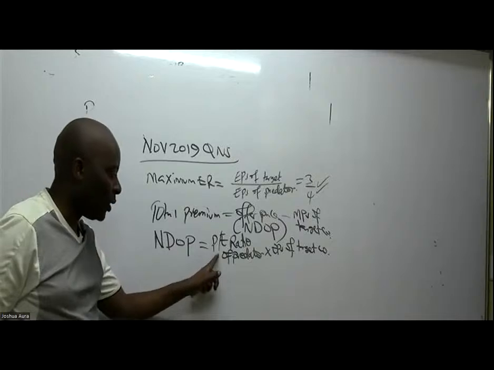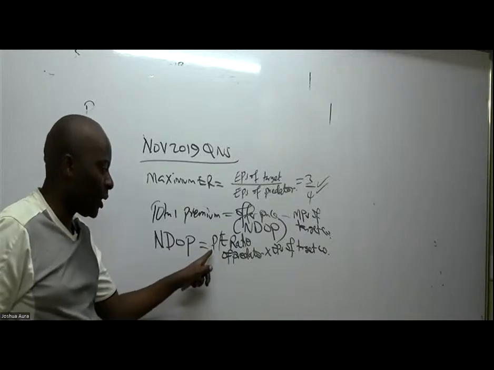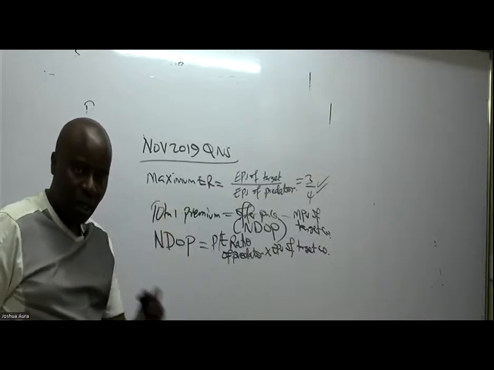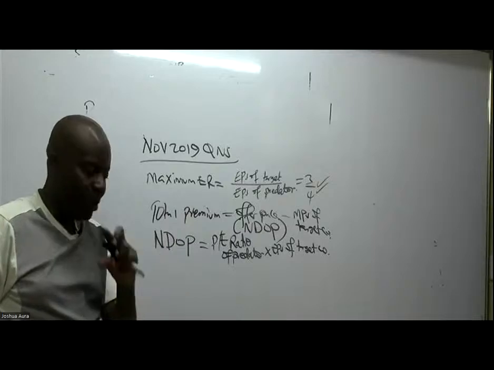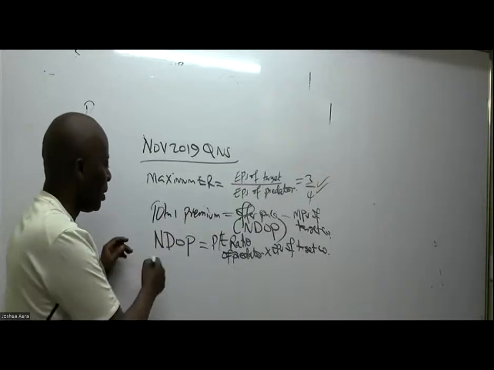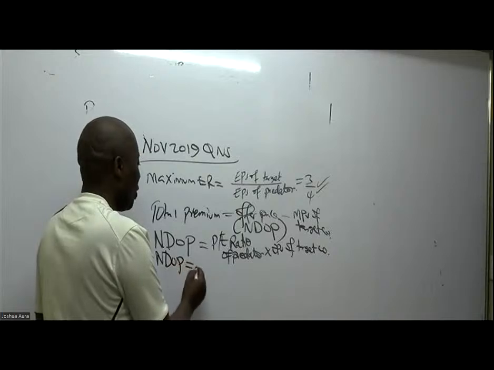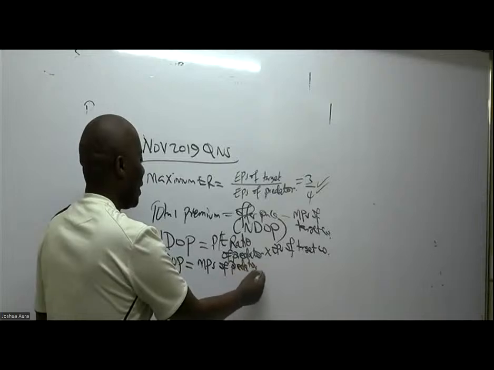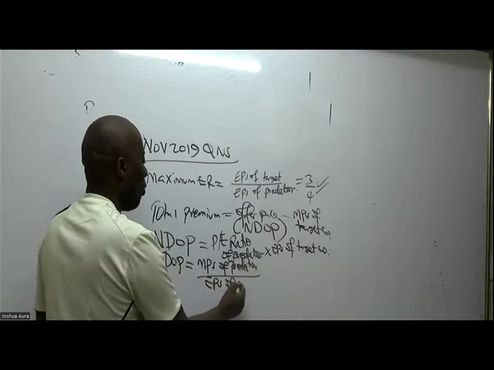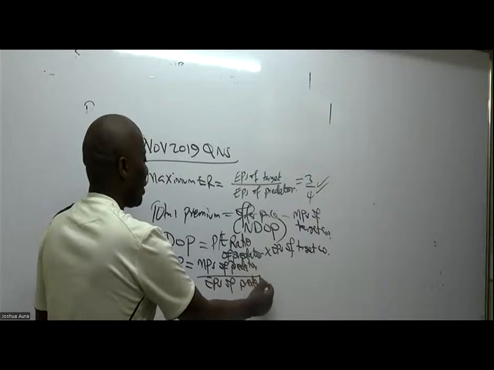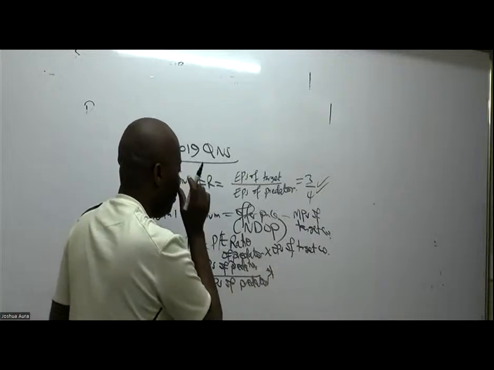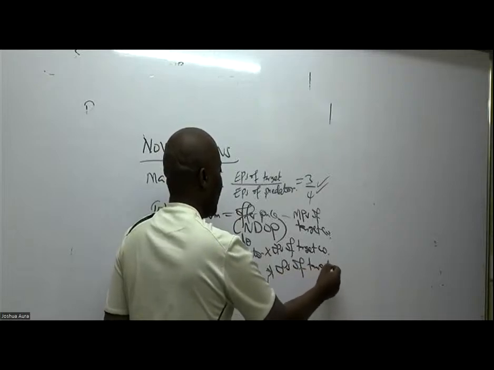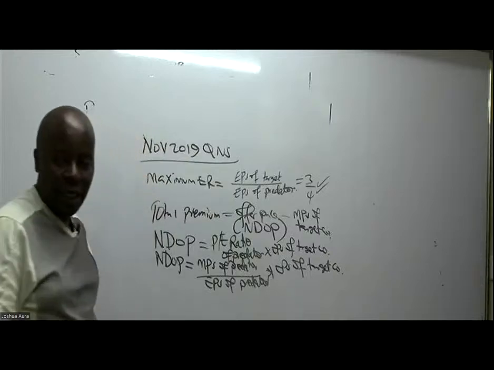I went and broke this down further. PE ratio is the same as MPS over EPS, P over E, price over earnings. So ladies and gentlemen, to get this DOP, the non-diluting offer price, we are taking MPS of predator all over EPS of predator, times EPS of the targeted company.